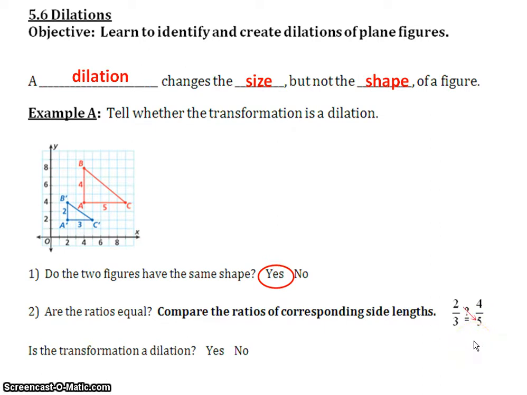You could use cross products. Please calculate the cross products, compare your answers, and then decide, is the transformation a dilation? And circle either yes or no.